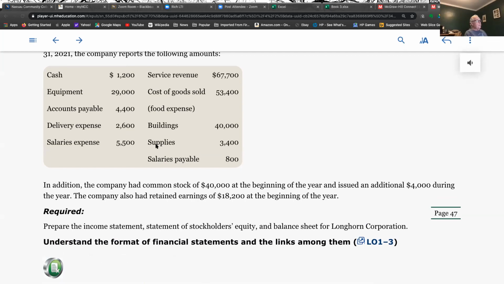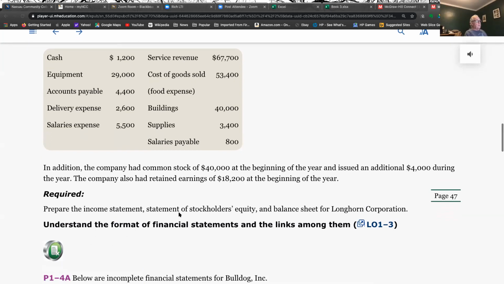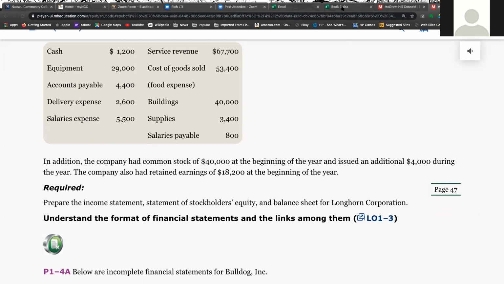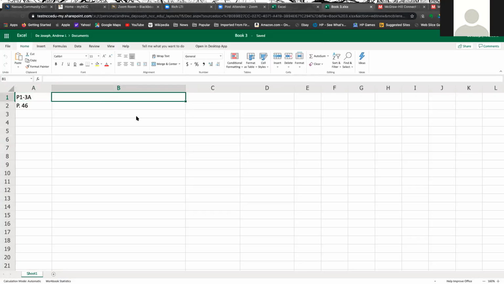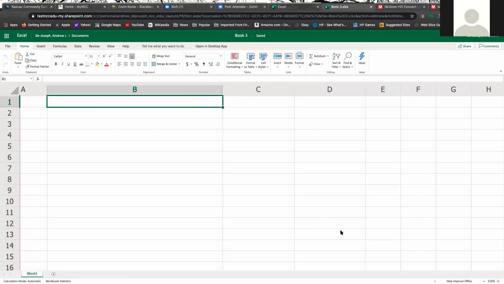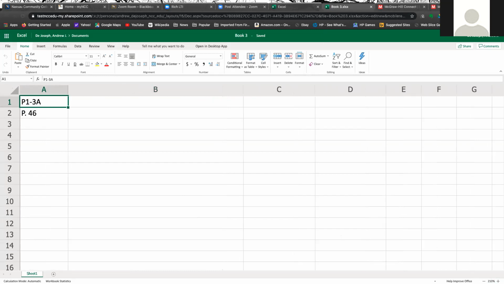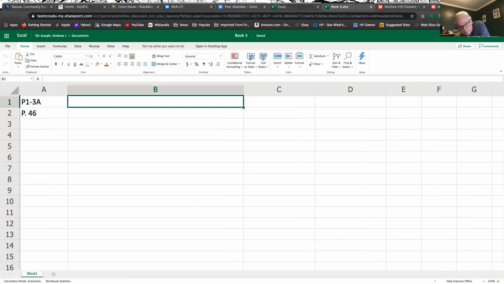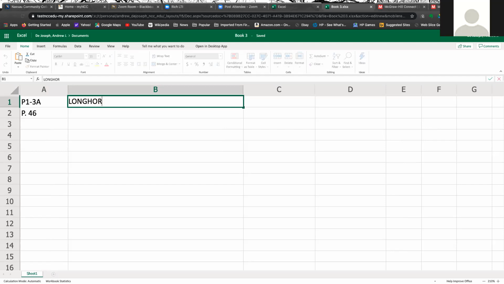So what do they want us to do? An income statement, a statement of stockholders' equity, and a balance sheet. All right, so this is problem 1-3A. This is on page 46 in the book. And let me get my book. Longhorn Corporation.